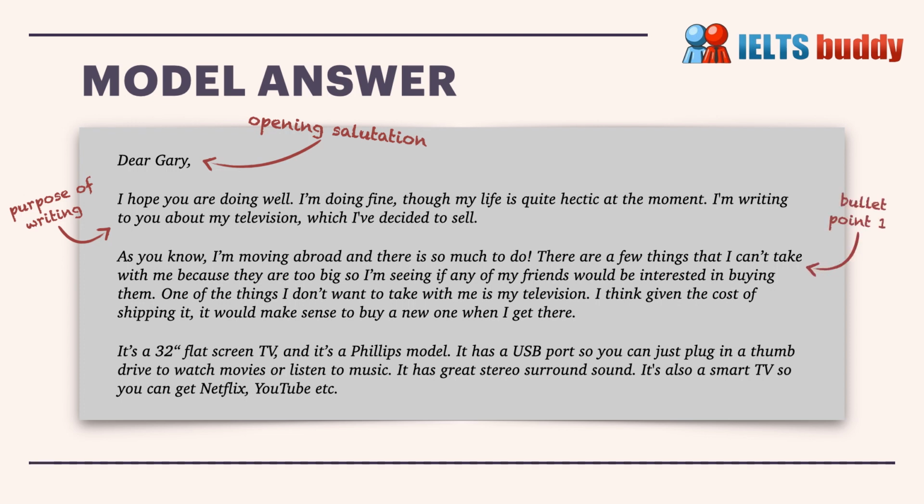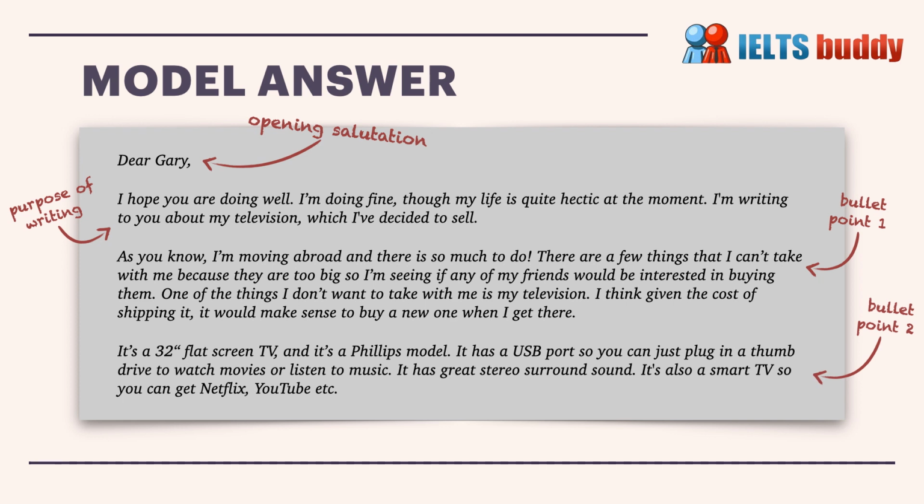And then we've got that first bullet point that asks you to explain why you're selling it. So in here, the person explains that there's some things they can't take with them that are so big. One of them's the television. And he thinks, given the cost of shipping, it would make sense to buy a new one when he gets there.